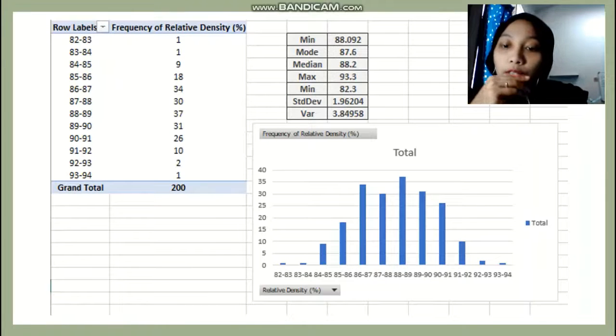This is the relative density study, which is similar to the weight analysis in that it includes tabular analysis, numerical analysis, and graphical analysis.